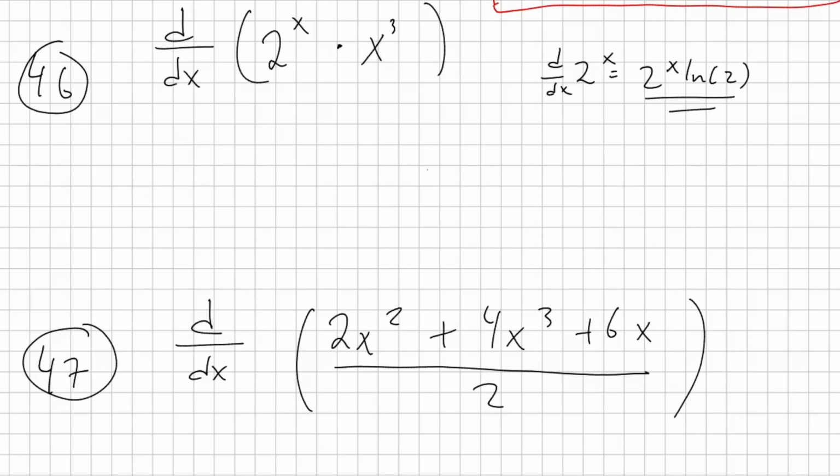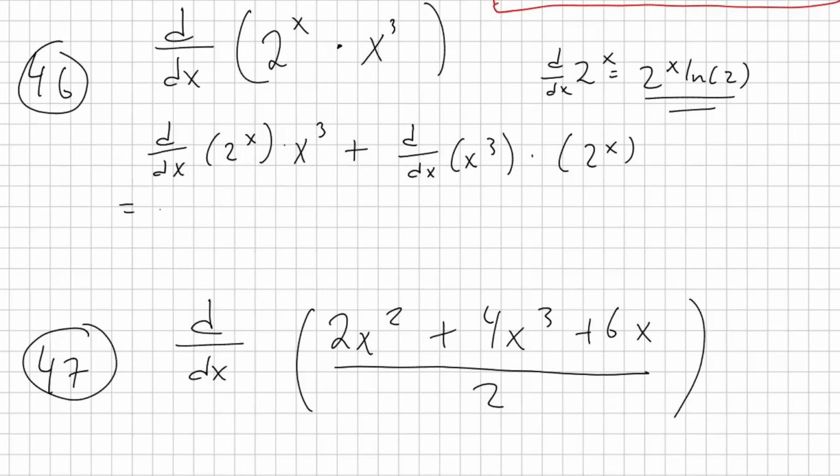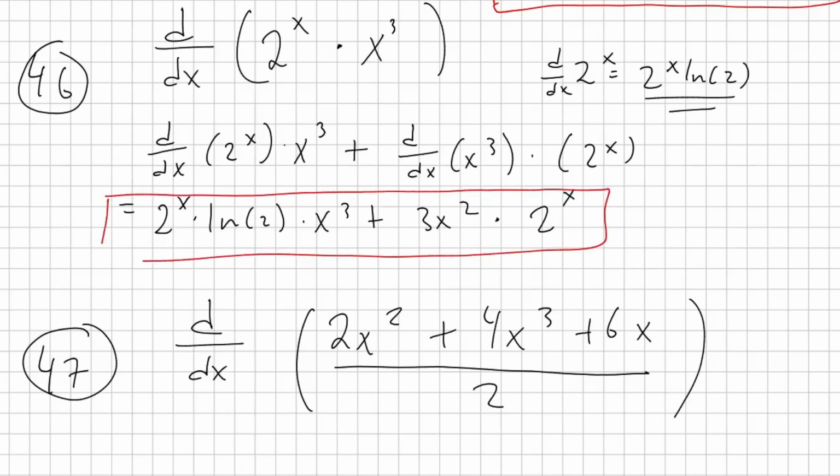So again, we're using product rule. It will be the derivative of 2 to the x multiplied by x cubed plus the derivative of x cubed multiplied by 2 to the x. So from here we would get an answer of 2 to the x times natural log of 2 times x cubed plus 3x squared times 2 to the x. I'm gonna hide that. You can possibly simplify this further, but that's on you guys, as usual. I'm gonna put a dot dot dot.